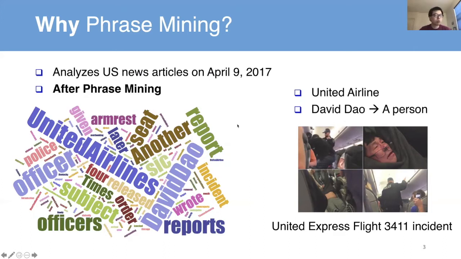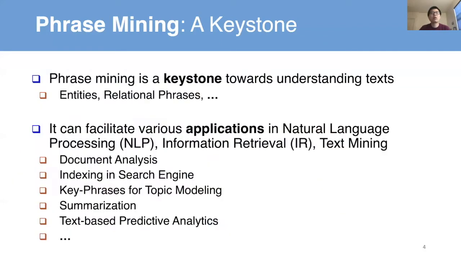And all these news articles totally make sense because they are all talking about the well-known United Express flight incident that happened at the Chicago O'Hare airport, where a passenger, David Dao, was punched by the security guard and finally pulled out from the airplane. So from this example, we can see that phrase mining is actually a keystone towards understanding the text, because phrase is actually a superset of the entities and the relations.